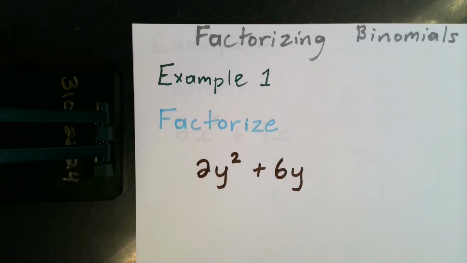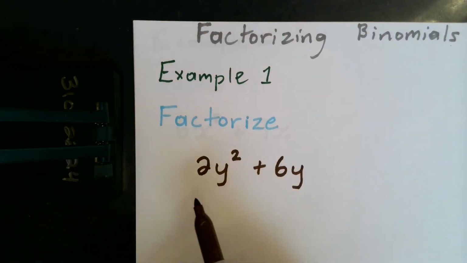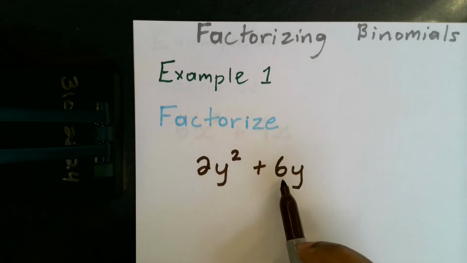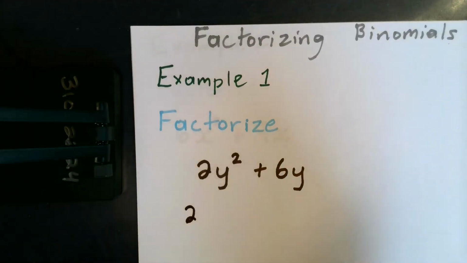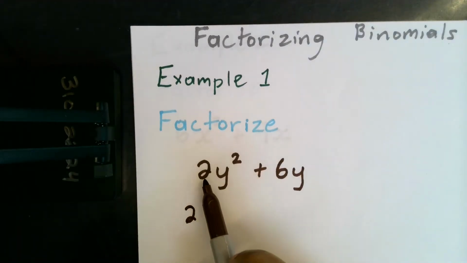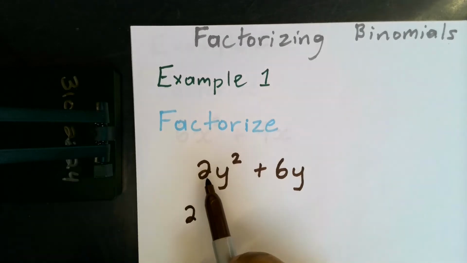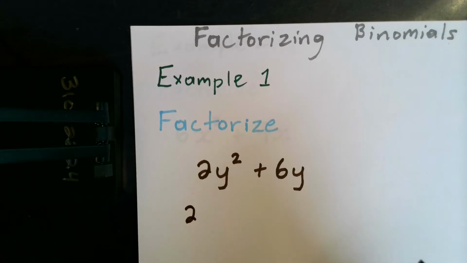Okay? The first step that we would take is we are going to find the greatest common factor of each term in our expression. The GCF of 2 and 6 is 2. The greatest number that can go into or divide into 2 and 6 is 2. So the GCF of 2 and 6 is 2.